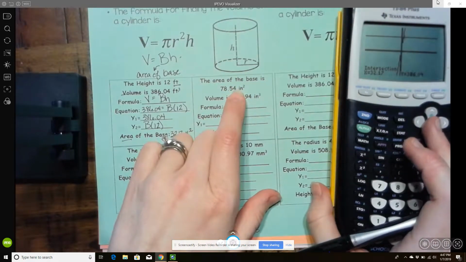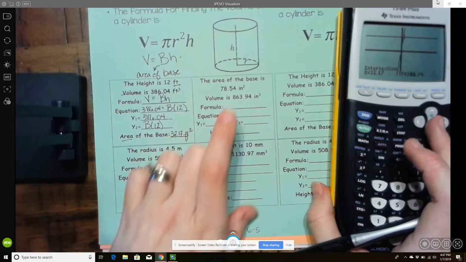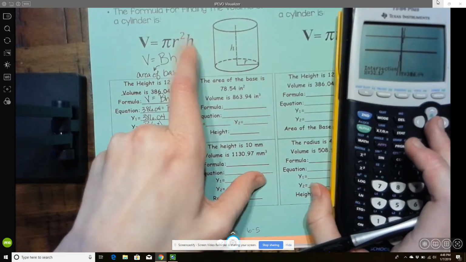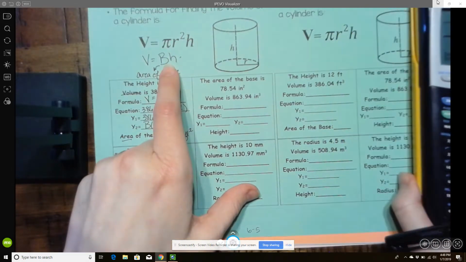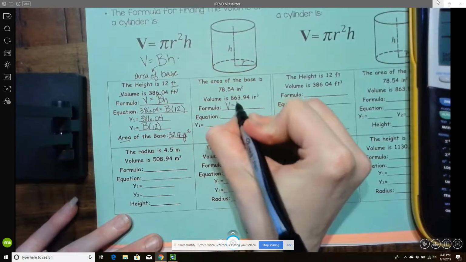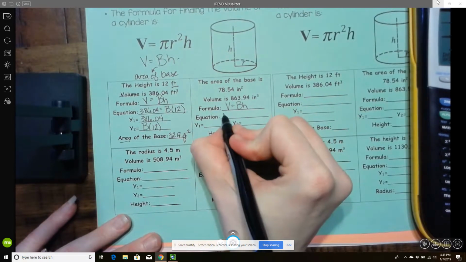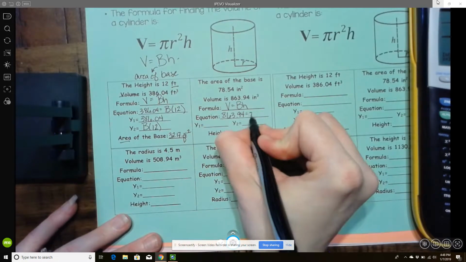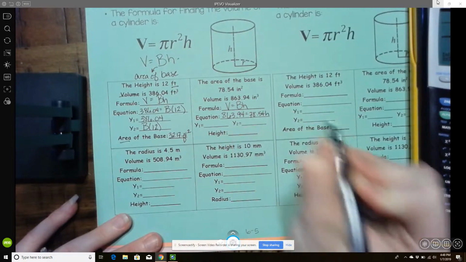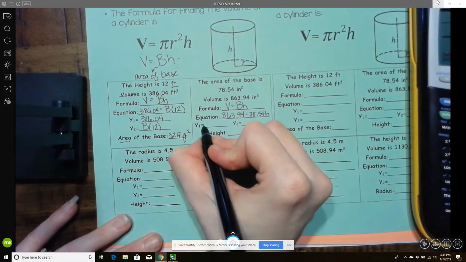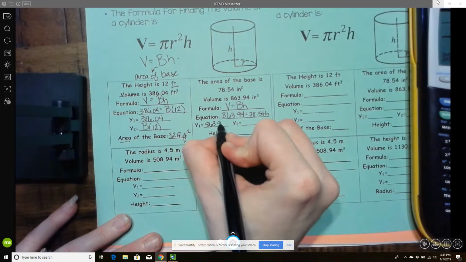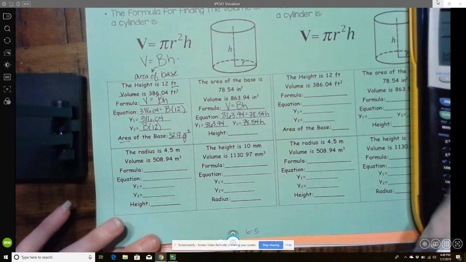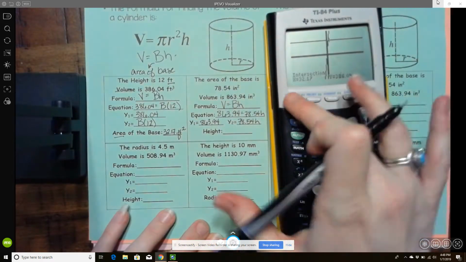All right, so here I've got the area of the base, and I've got the volume, and I'm looking for height. So again, they're giving me the area of the base, so why use this one when big B stands for the area of the base? So my equation, the volume equals, so the area of the base, 78.54 times h. So y1 will be 863.94. Y2 will be 78.54 times height, and then we can plug it in.